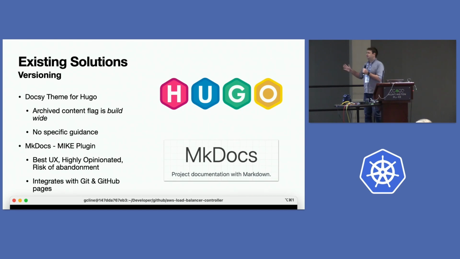Taking a look at the two platforms that I'm familiar with, there's Hugo+Docsy, which is what we use for K-Website, and interestingly, the archived content flag is build-wide, which was really surprising to me. And neither Hugo nor Docsy have specific guidance on how to version your content. Mkdocs, specifically with the mike plugin, I was really pleasantly surprised by this static site generator. It has the best user experience for managing different versions of content. It's more opinionated by far than Hugo, and there's a little bit more of a risk of abandonment.